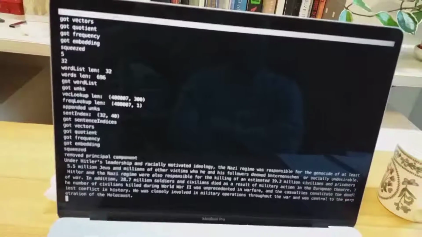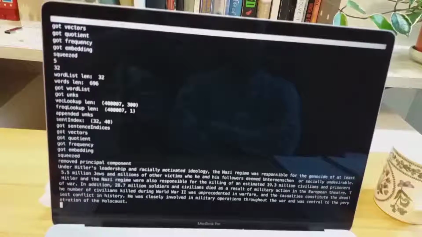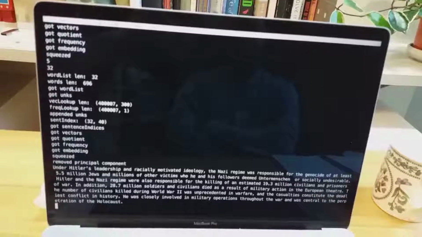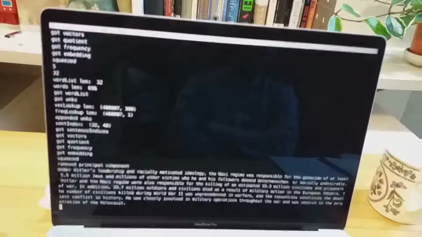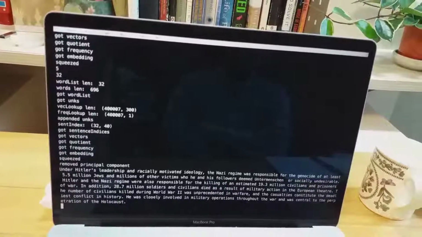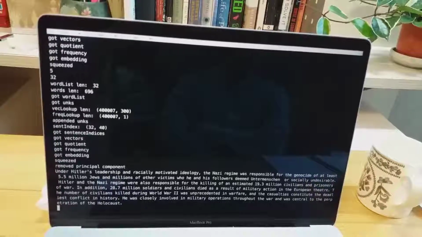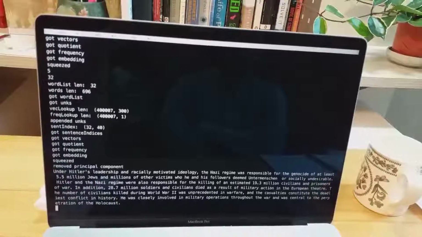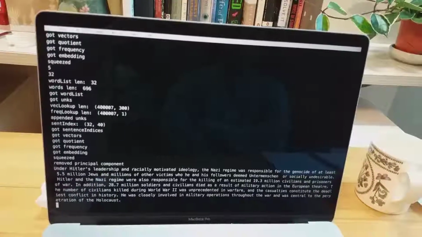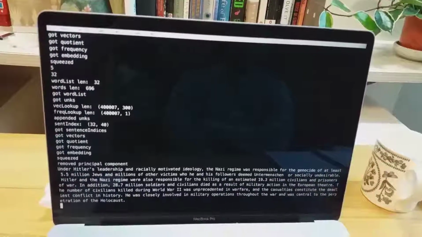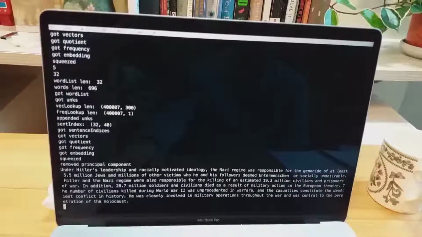Hitler and the Nazi regime were also responsible for the killing of an estimated 19.3 million civilians and prisoners of war. In addition, 28.7 million soldiers and civilians died as a result of military action in the European theater. The number of civilians killed during World War II was unprecedented in warfare, and the casualties constitute the deadliest conflict in history. He was closely involved in military operations throughout the war and was central to the perpetration of the Holocaust.